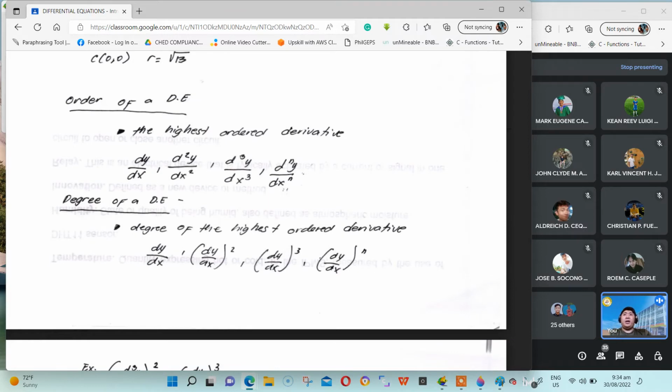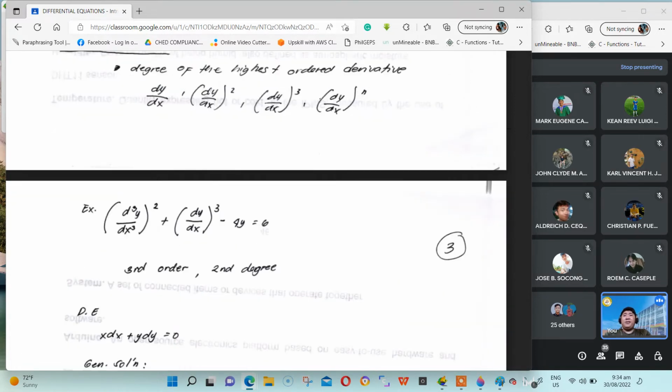So here, when you say order of differential equation, it is the number of times that it is derived. In the degree of a differential equation, that is the degree of the highest order. Meaning, if you have multiple differential equations, your degree will follow the highest order. In this case, their order is all first order, that is dy over dx. That is first order.